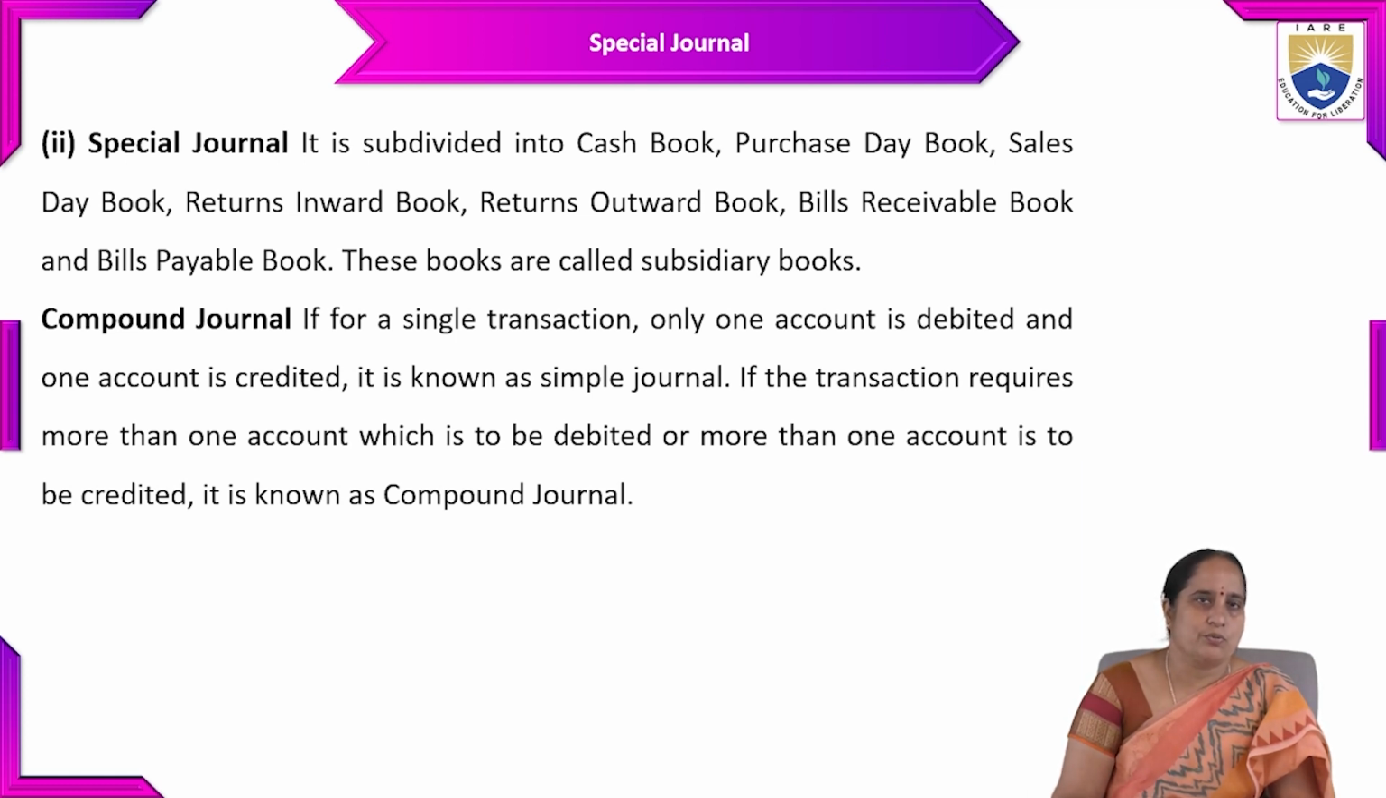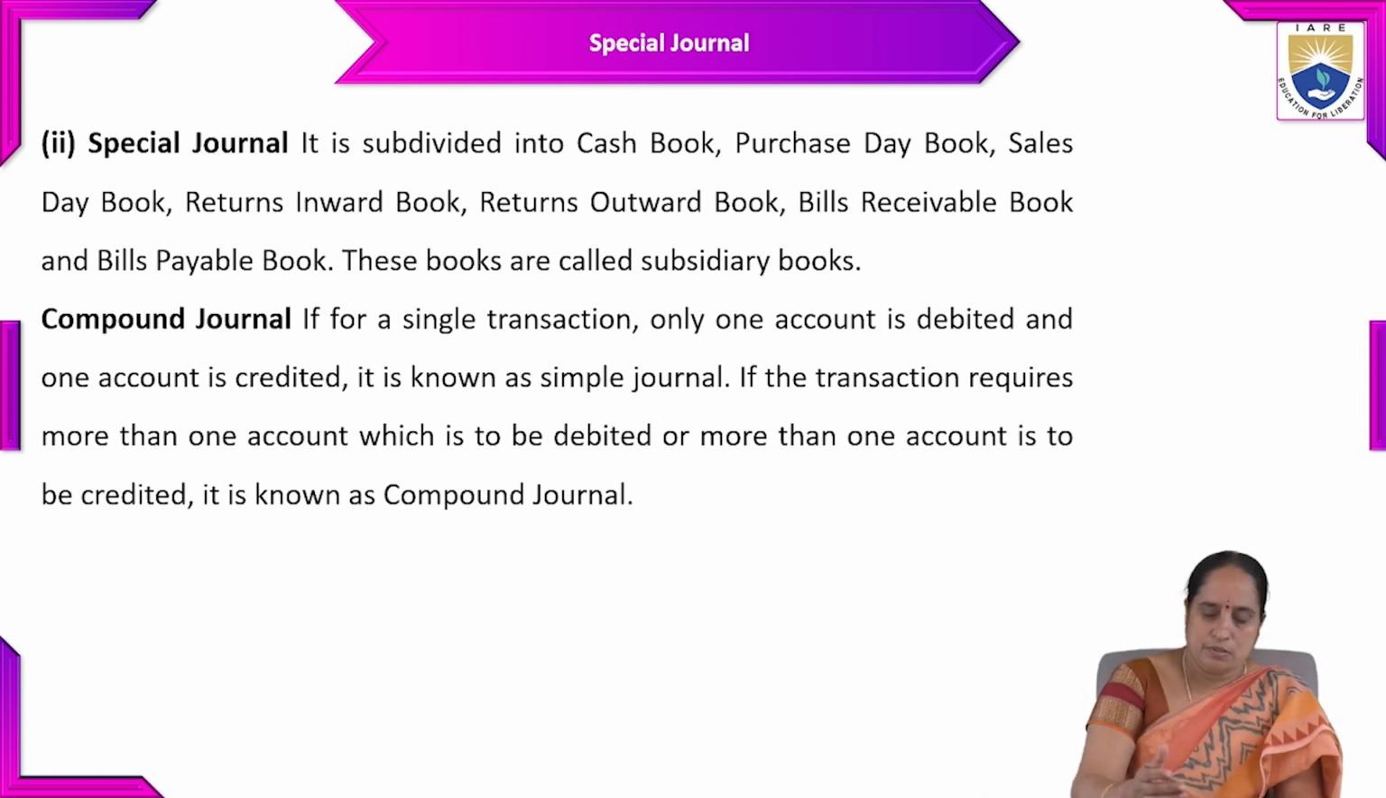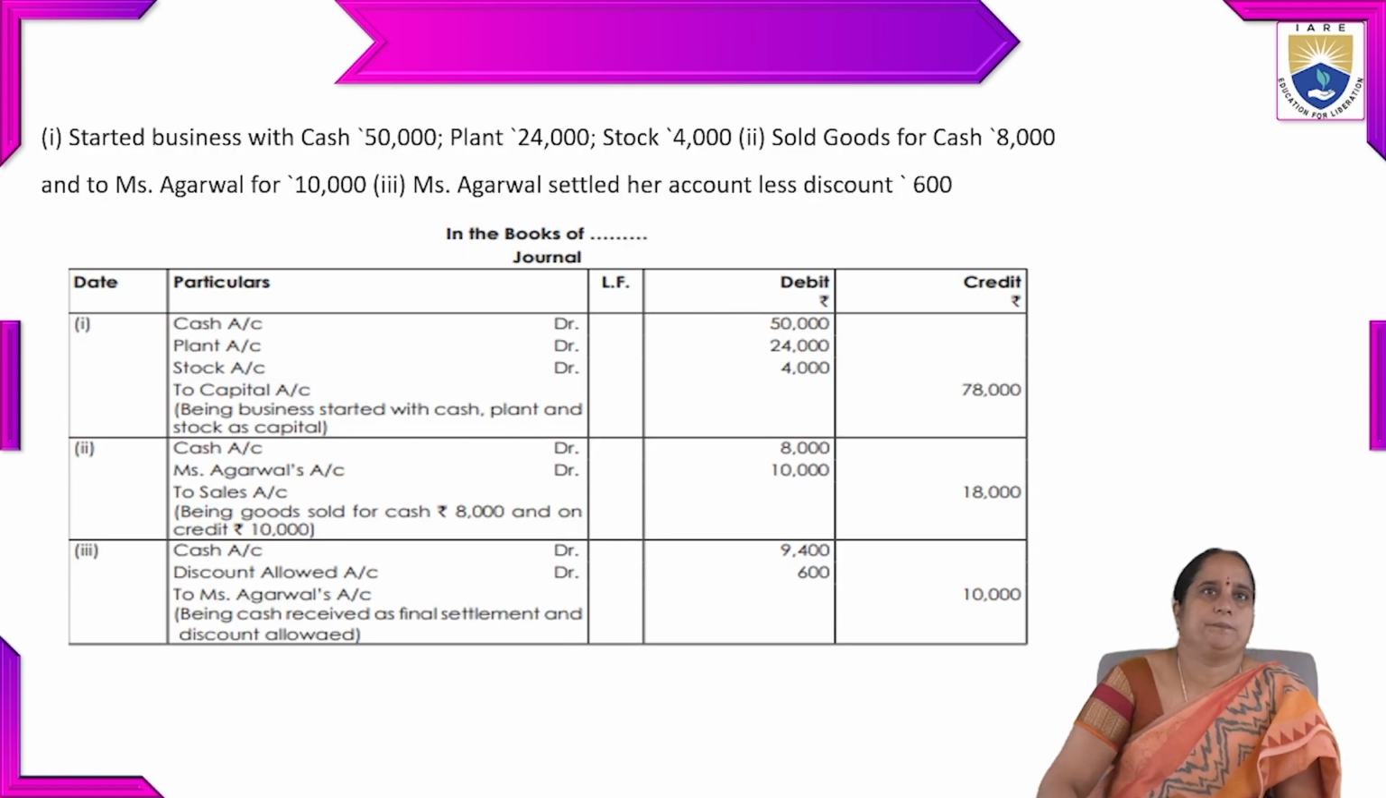If the transaction requires more than one account to be debited, or more than one account to be credited, that is known as compound journal. So previously we discussed one problem, that is an example of compound journal. So let us take one example. Started business with cash 50,000, plant 24,000, stock 4,000, sold goods for cash 8,000, and to Miss Agrawal for 10,000, and Miss Agrawal settled her account less discount 600.